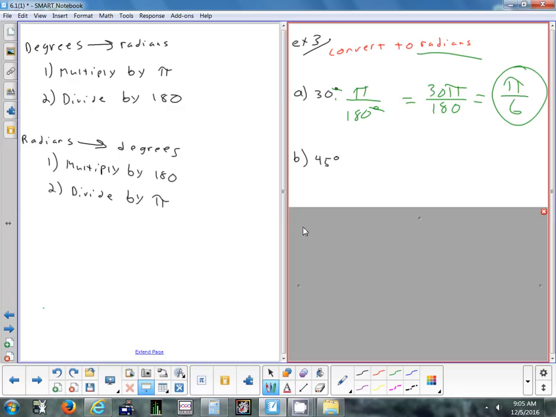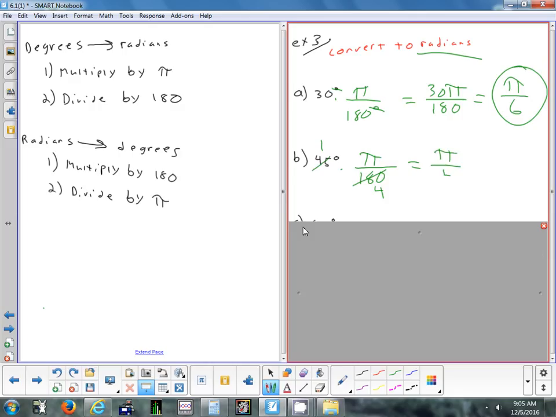Right, let's try 45 degrees. Amanda, what would I multiply by to convert that to radians? Yeah, it's pi over 180. And this time I'll reduce before I multiply across. Taylor, how many times does 45 go into itself? Once? And how about into 180? 4 times. So you're left with 1 times pi divided by 4. So 45 degrees is the same as pi over 4 radians.